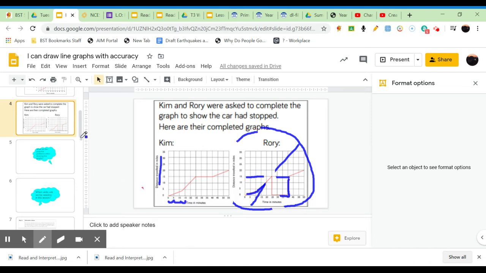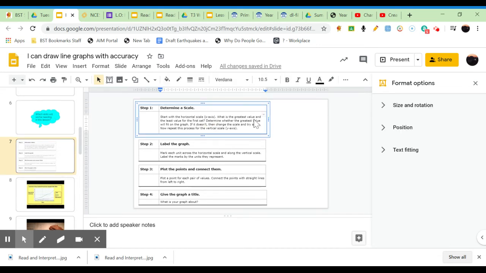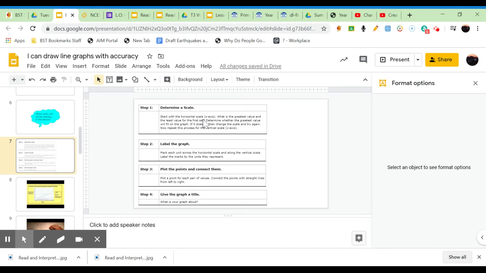Now, it has to be easy for the reader to read your graph and understand that particular scale. So we need to start with the horizontal scale. Okay, that's not the y-axis, that's the x-axis, in fact. It is the x-axis, that's the time. You're going to start with a time scale. What is the greatest value and the least value for the first set? I would not even draw a line at this point, okay? Don't draw the line, just put a point in the corner of the paper.